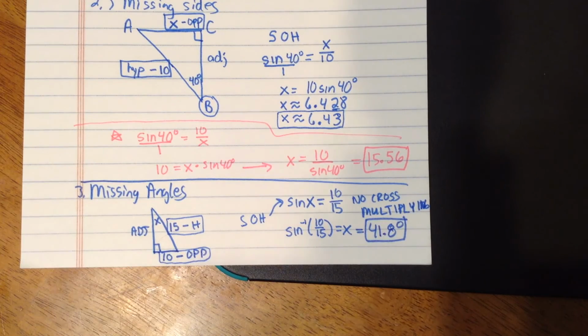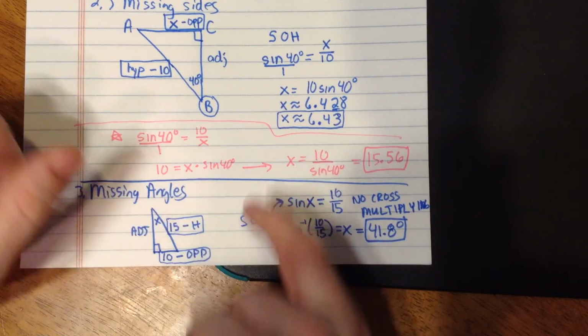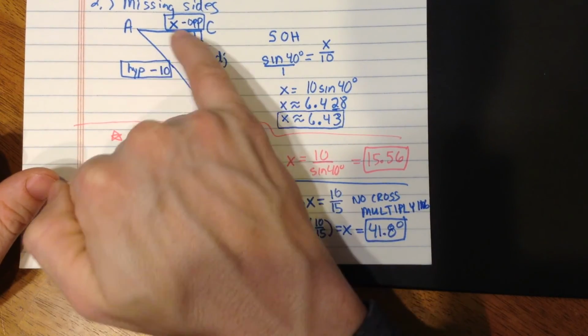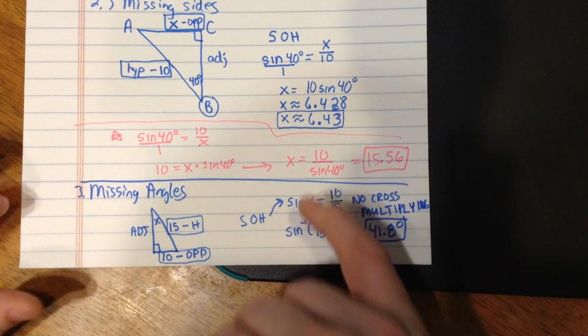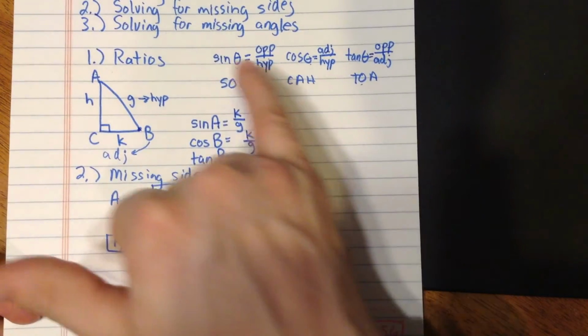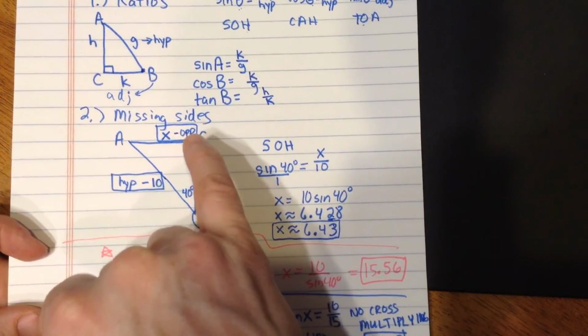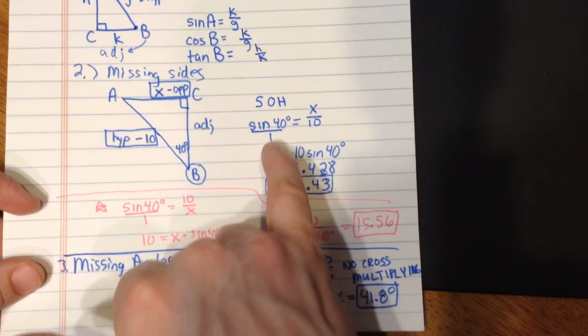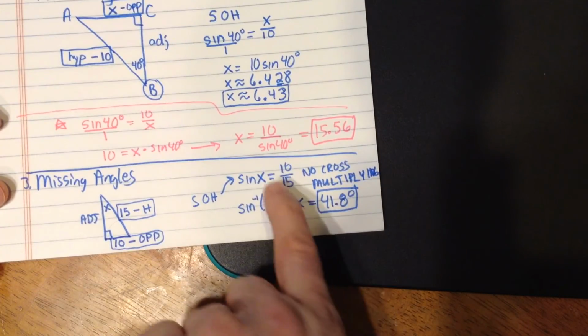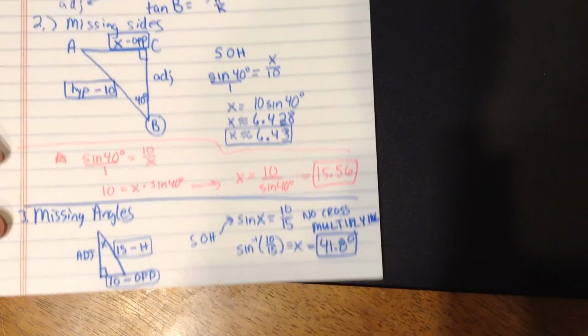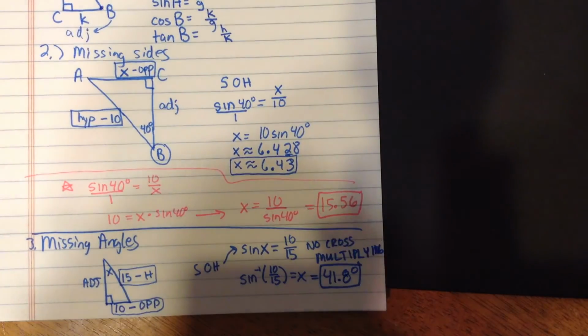So that's how you do pretty much everything with sine, cosine, tangent. You'll notice that all of these problems involve you identifying opposite, adjacent, hypotenuse, and determining which of these three you're going to use. And then you simply write it out, and you just have to do the math from there. And that's how you do it.